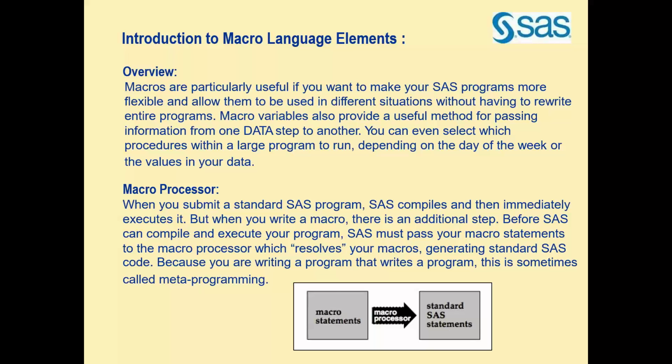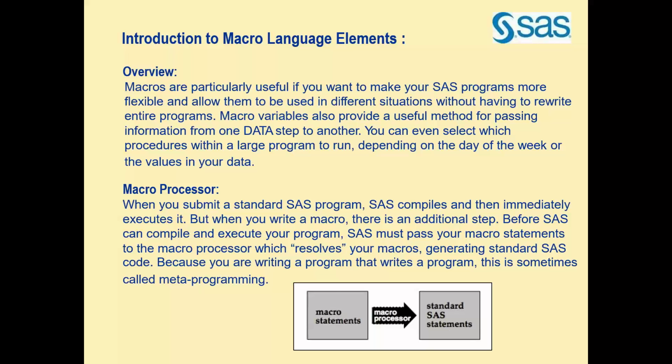Macro process. So when you submit a standard SAS program, how does everything work? When you submit a standard SAS program, SAS compiles and then immediately executes it. Right? You remember that I told you about the compilation phase and the execution phase in the beginning. But when you write a macro program, there is an additional step. Before SAS can compile and execute your program, SAS must pass your macro statements to the macro processor.